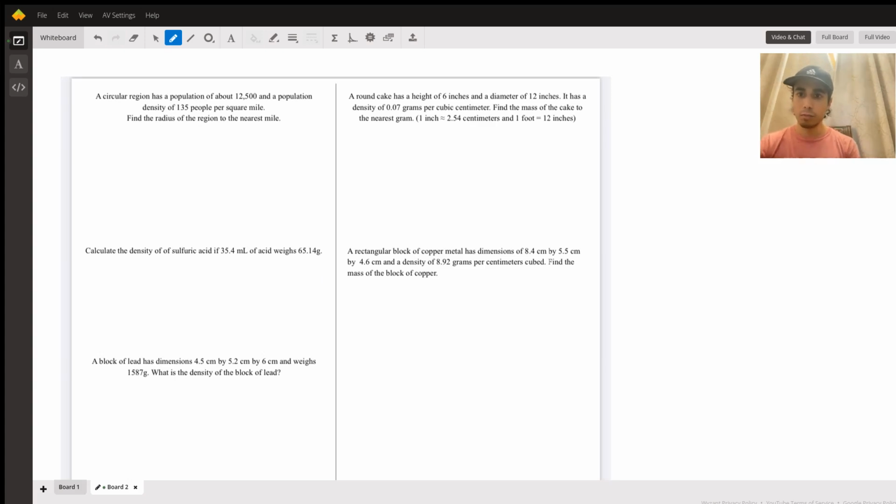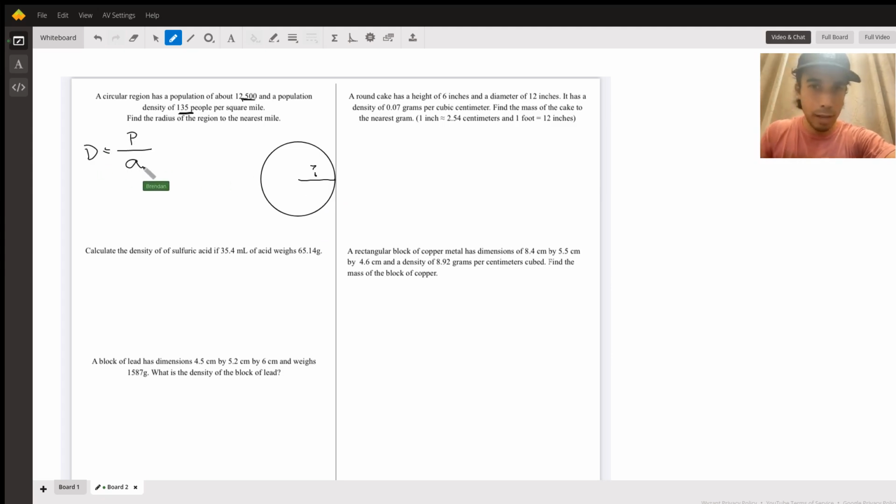Okay, board number 2. It's getting a little bit more interesting here. We have a circular region with a certain population and a certain density, and they want us to find the radius. So we have a circular region, and what we want to know is the radius. Again, always go back to the formula: population over area.